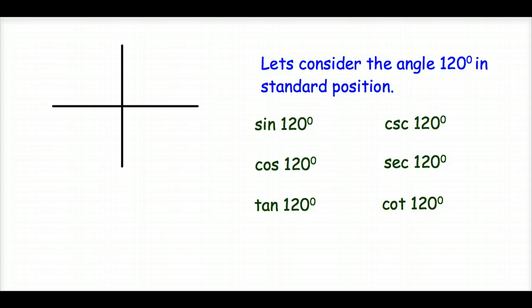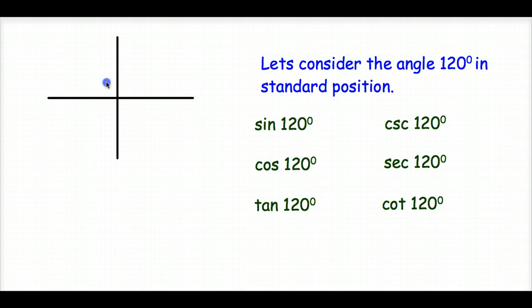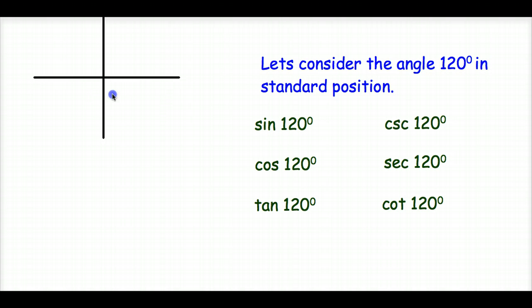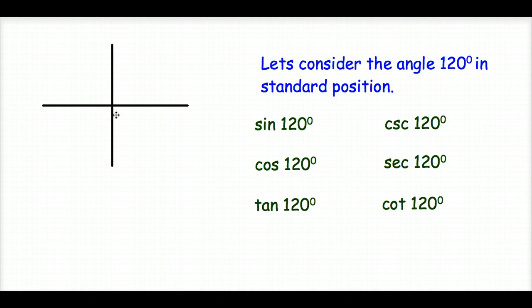We're going to look at the angle 120 degrees, and what we want to do is be able to find all six trig functions for this angle. The first thing I'm going to do is draw the angle. So if I draw 120 degrees, it puts me at about right here. And what I have just drawn now is theta. So this is 120 degrees, and we'll call that angle theta.